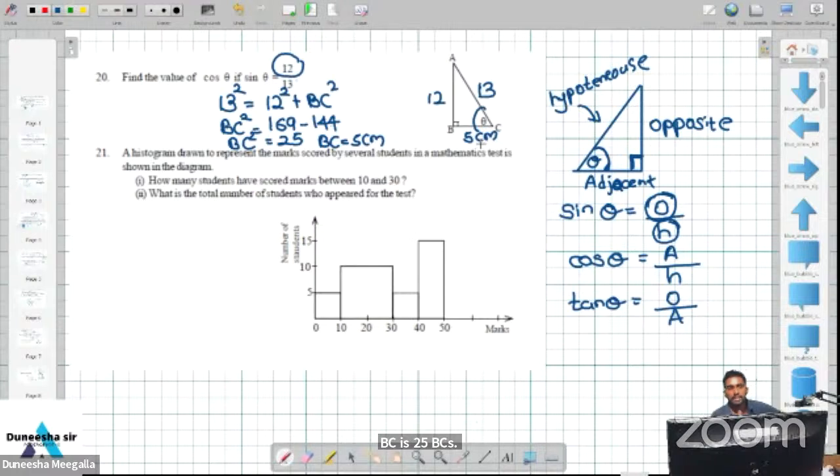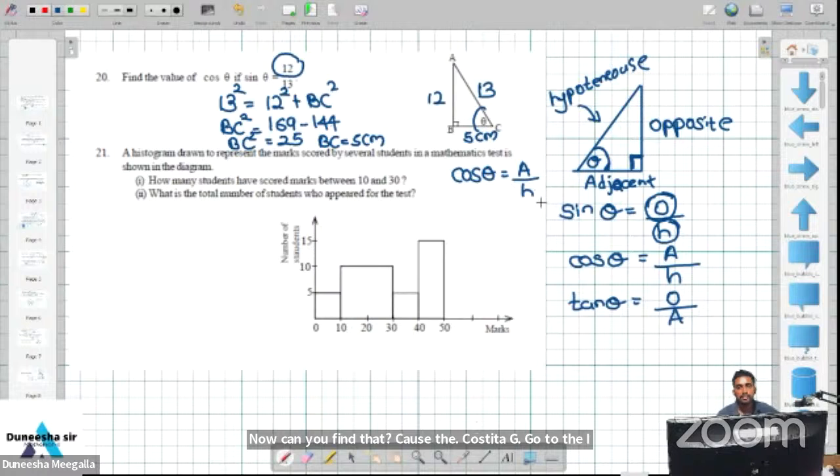Now can you find the cos theta? Cos theta කොහොමද හොයන්නේ? Cos theta කියන්නේ adjacent side have to divide by what is hypotenuse. Then 5 divide by which? 13. Okay. What is the cos theta? It is 5 over 13.